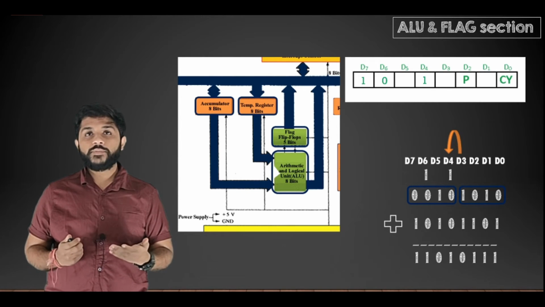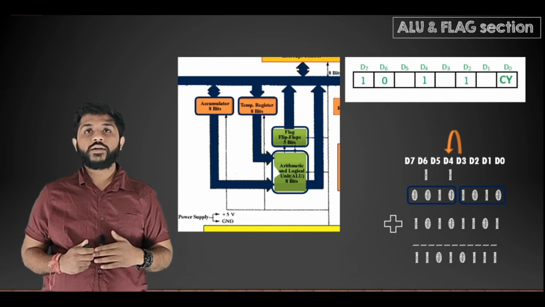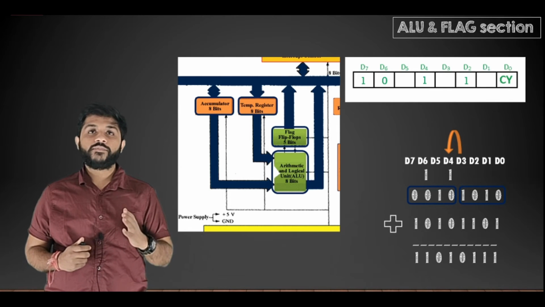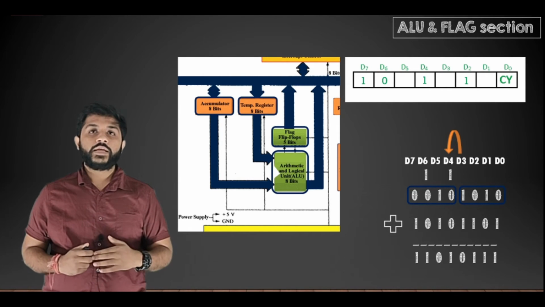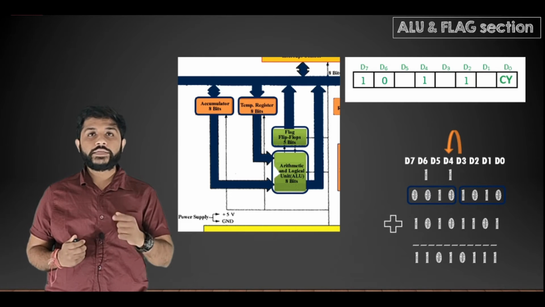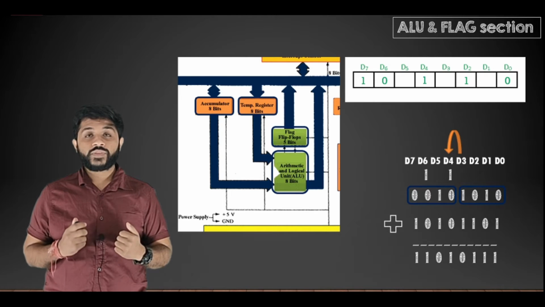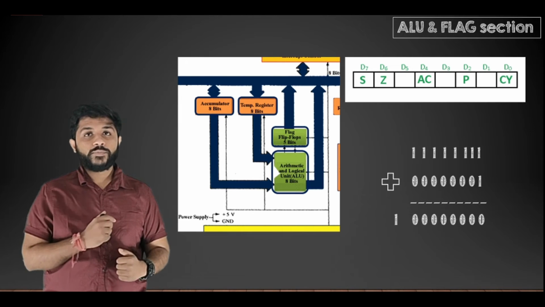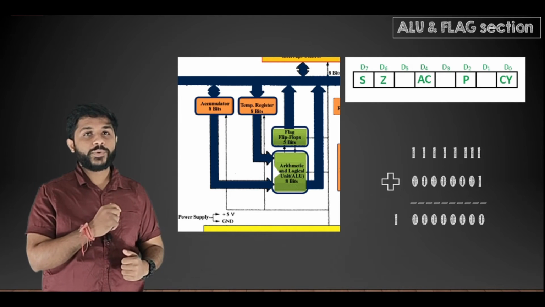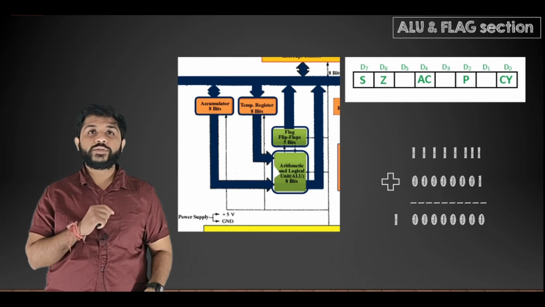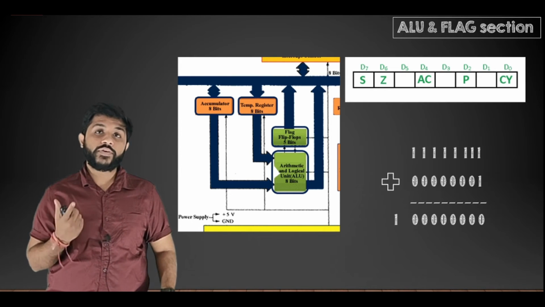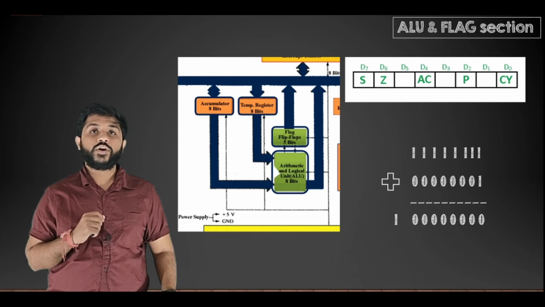What is the value of the parity flag? The total number of ones is even, so the parity flag will be set. And carry is not generated at the D7 bit, so the value of the carry flag will be 0. Now let's see one more example, and for this example you have to tell me which flags will be affected when we perform this operation.